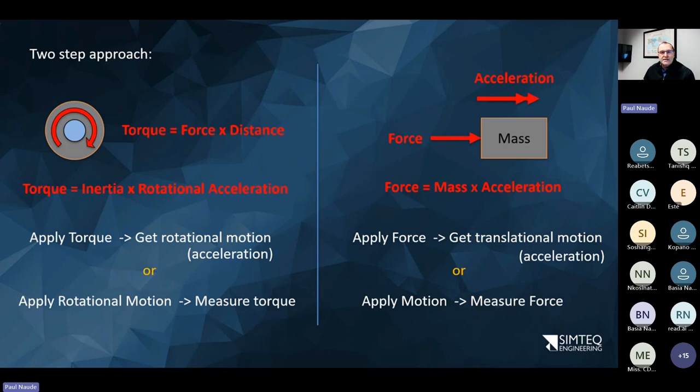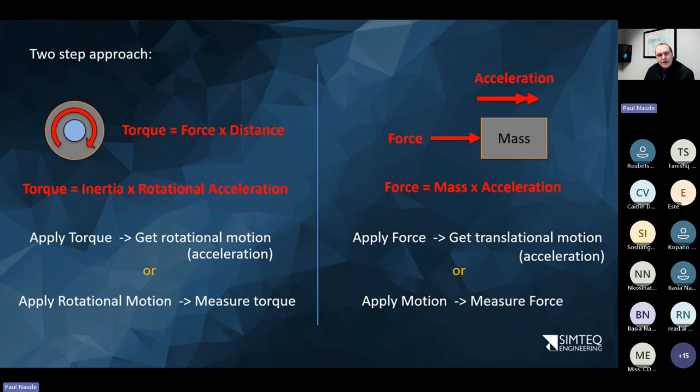On the right-hand side, we have a mass and we have a force. And if we apply that force, the body will start to accelerate in a translational direction. So the concept is the same. The torque is just creating a rotational acceleration, whereas a force creates a translational acceleration. And when we apply these, we will see how the system behaves.